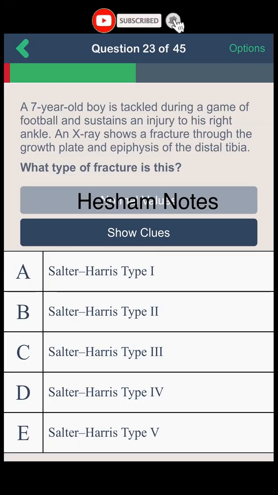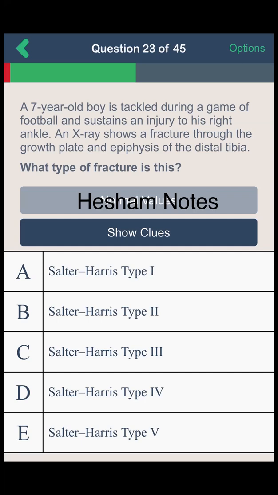Excellent. Another one. Salter-Harris classification. A 7 years old boy is tackled during a game of football and sustained an injury to his right ankle. An X-ray shows a fracture through the growth plate and epiphysis of the distal tibia. It is Salter-Harris. Type 1 is when the physis is compressed, so Salter-Harris type 1 is slipped, sir. Type 2 is going above, and type 3 is going below, so it is type 2, sir. It is going above towards the epiphysis.